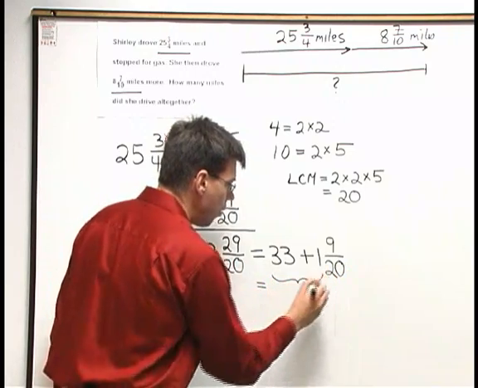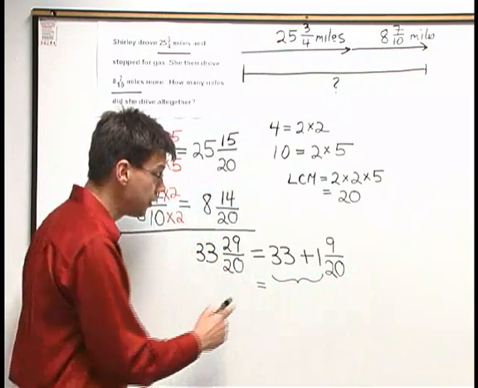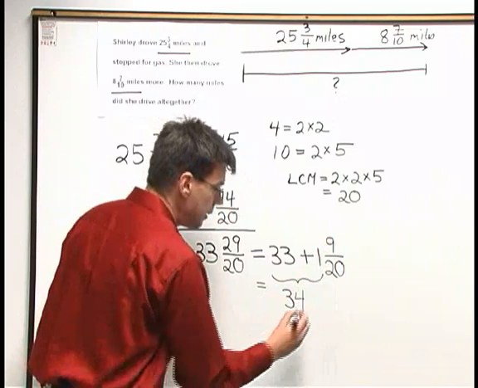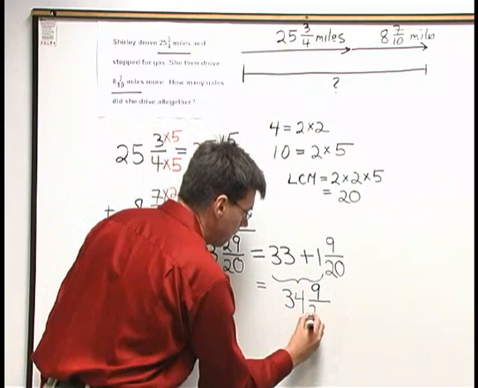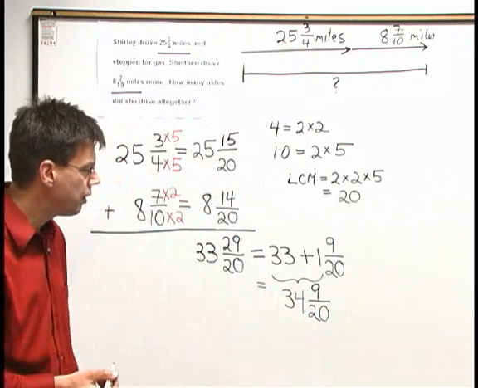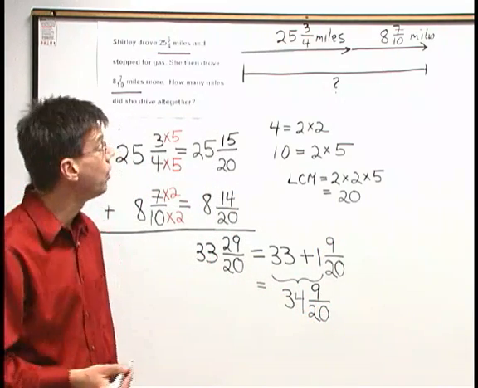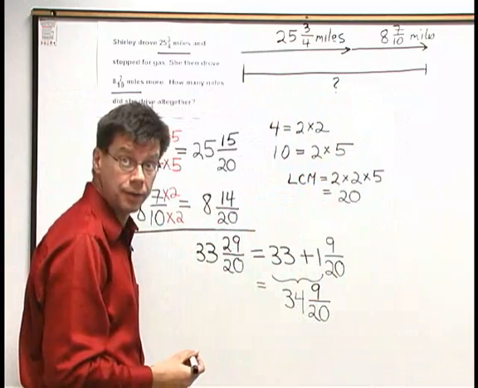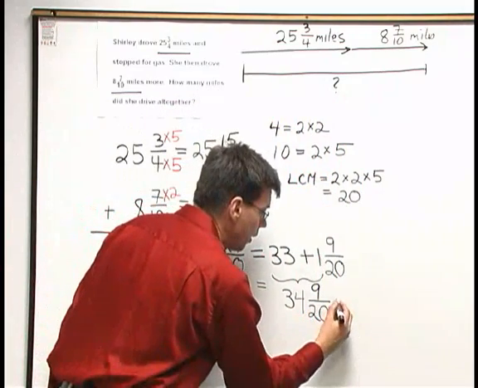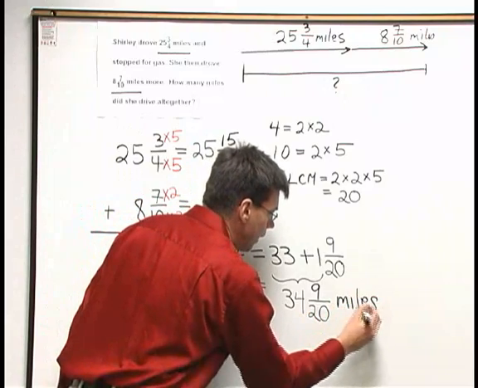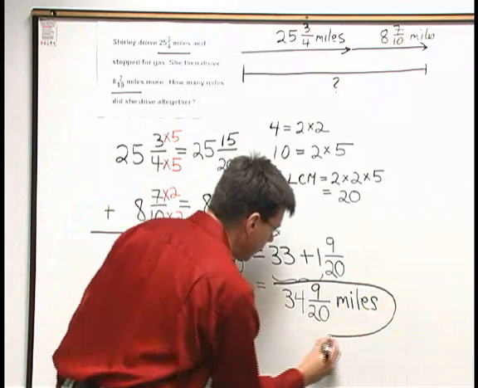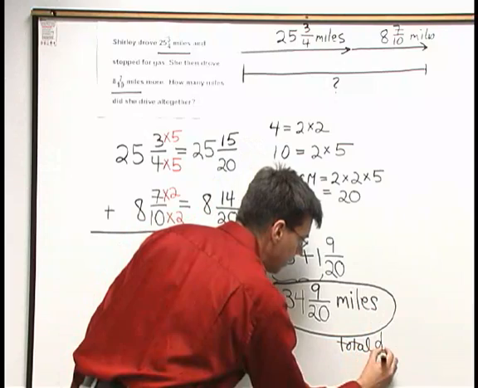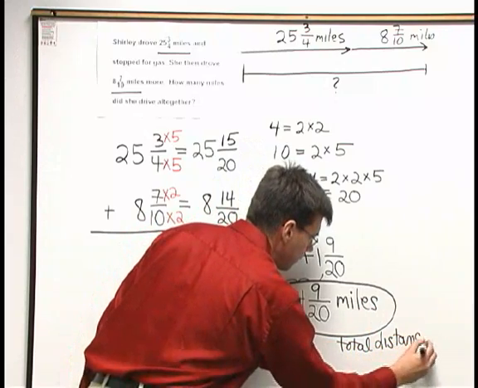So I'll add the 1 whole that I got from the 29 twentieths to the 33 that I already had. That gives me 34. And the 9 twentieths, I'll recopy. That gives me 34 and 9 twentieths. Now, what were we trying to find here? We were trying to find the total distance in miles that Shirley drove. So 34 and 9 twentieths miles is that total distance. And there we have it.